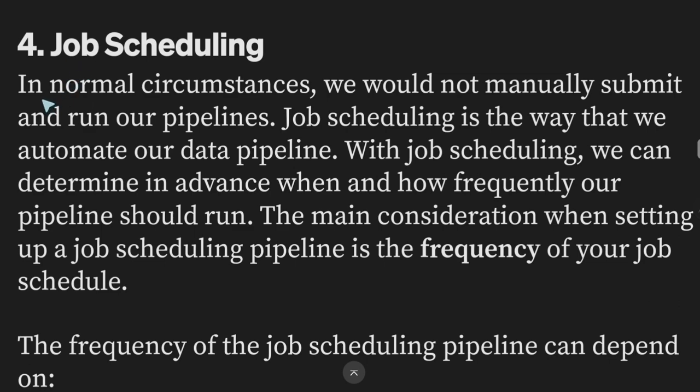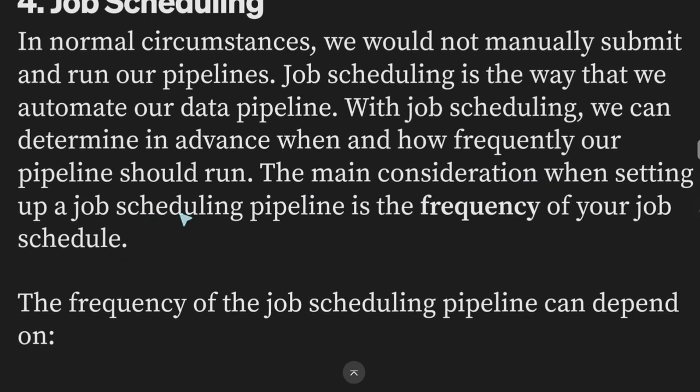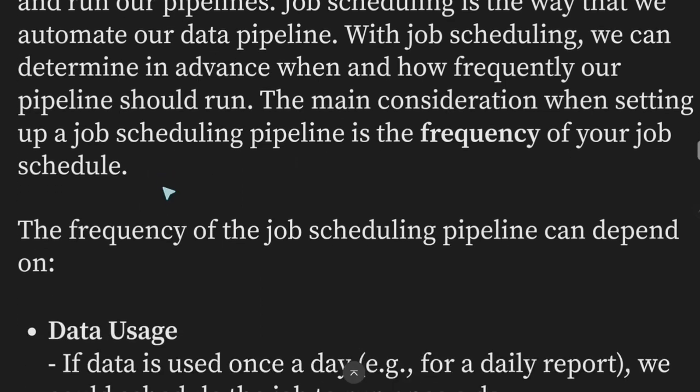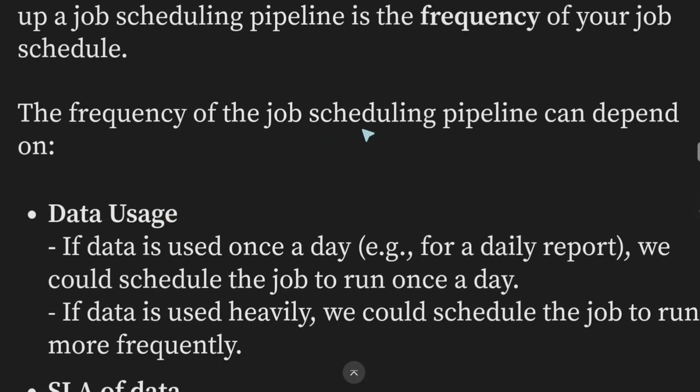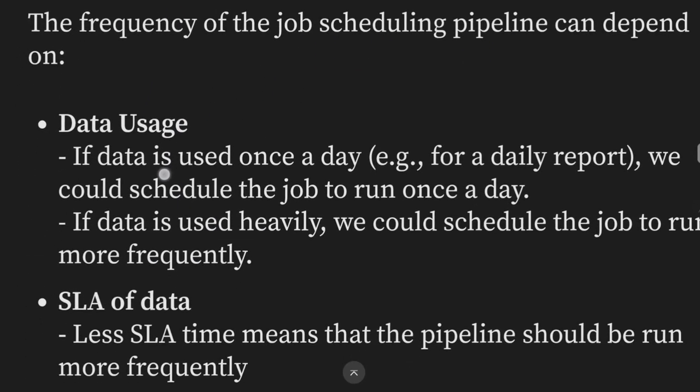Job scheduling. In normal circumstances, we would not manually submit and run our pipelines. Job scheduling is the way that we automate our data pipelines. With job scheduling, we can determine in advance when and how frequently our pipeline should run. The main consideration when setting up a job scheduling pipeline is the frequency of your job schedule. The frequency of the job scheduling pipeline can depend on: 1.